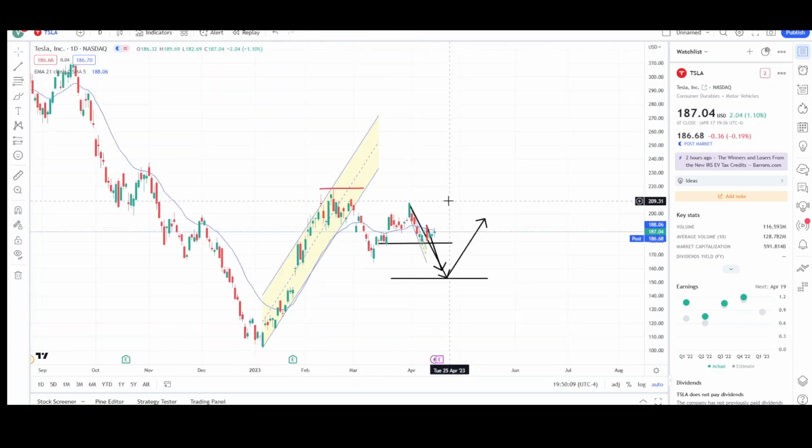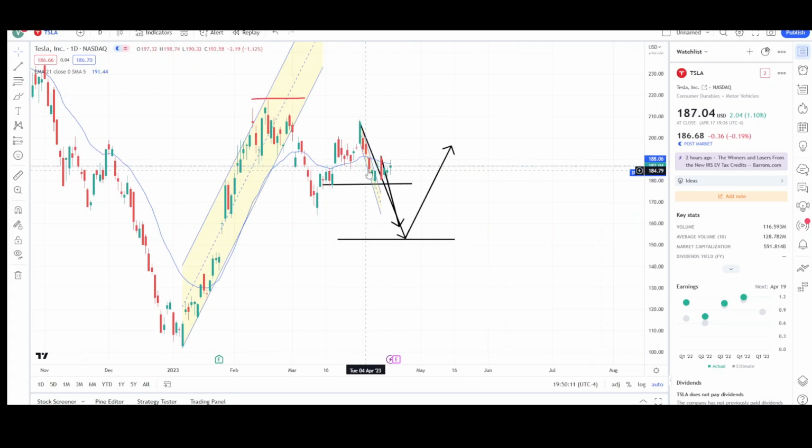So I'm not sure which one. You can see that traders are not sure either. That's why the price is just kind of going sideways. They're waiting for this earnings report to come out to give them a better idea of the sentiment in the market. So this is estimated to be released Wednesday, April 19th, after market close.